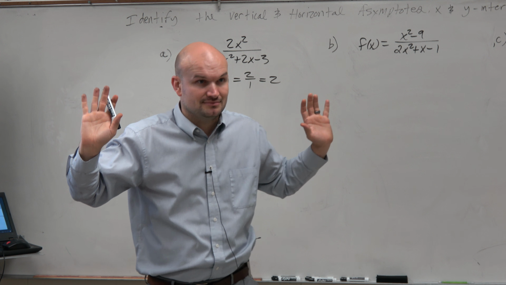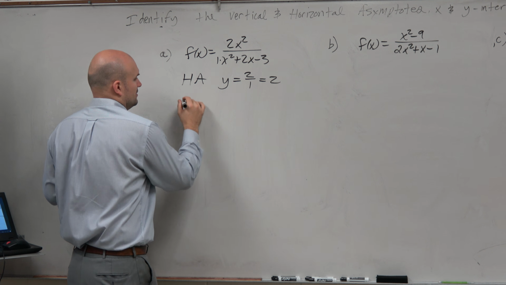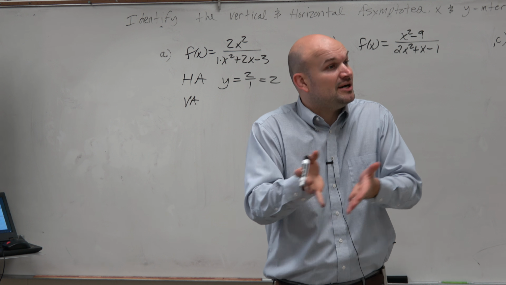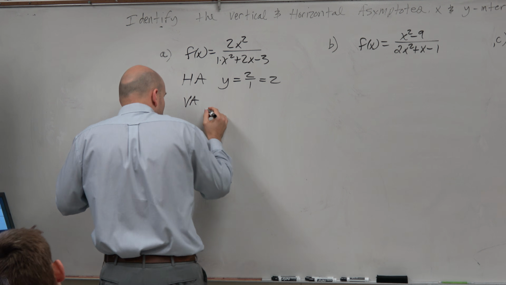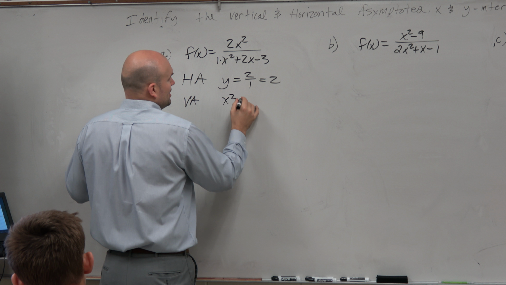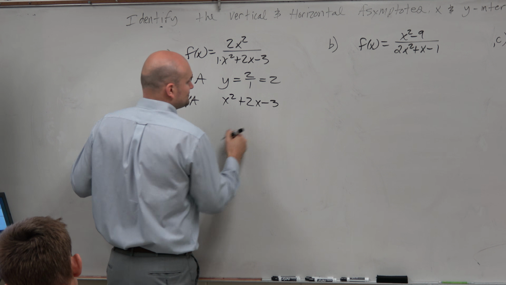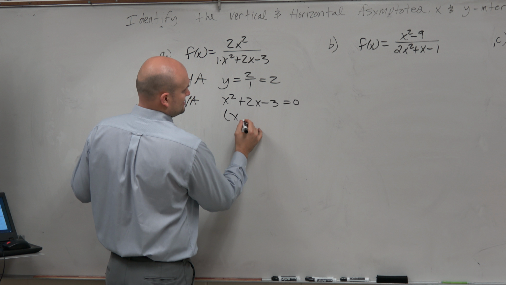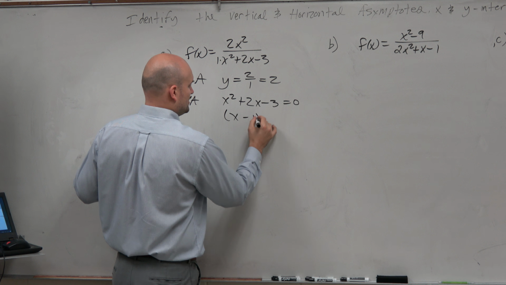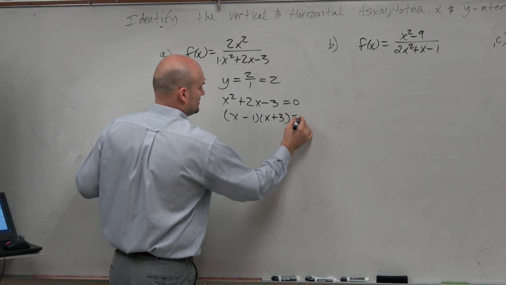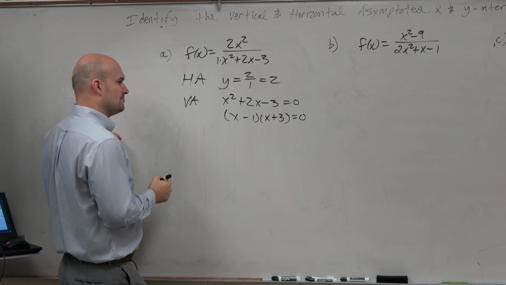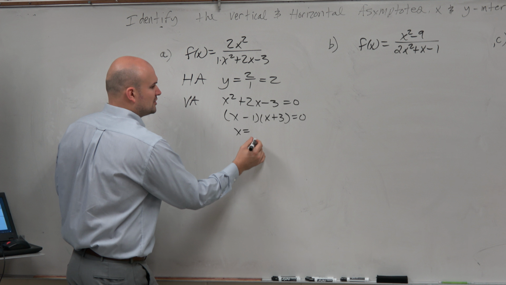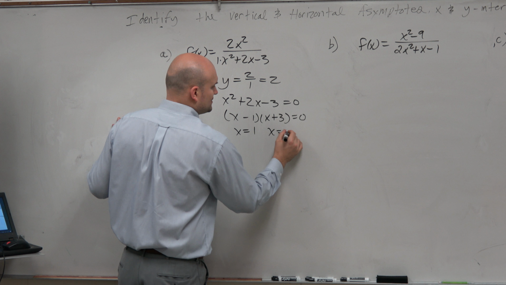That easy. Vertical asymptote. Going back to chapter 1, what do we do? We set the denominator equal to 0. So we have x squared plus 2x minus 3 equals 0. Looks like a nice little factoring problem: x minus 1 times x plus 3. Does that work? Looks good to me. So therefore, I have vertical asymptotes at x equals 1 and x equals negative 3.